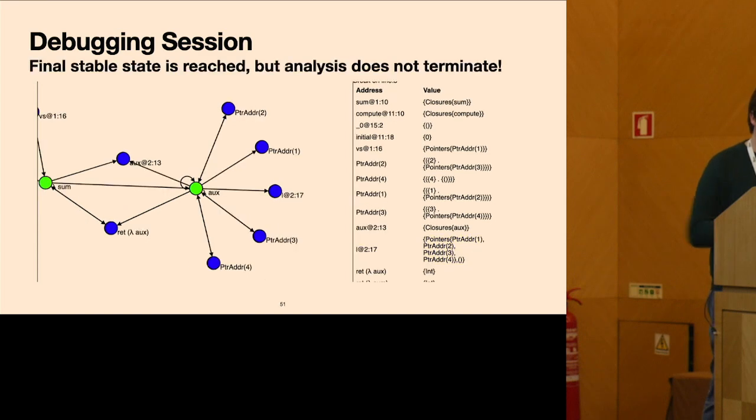However, what we notice is that the analysis does not stop when the store has no other values that change. So here we have the store, which has only white lines, which means that no value has changed between the current suspension of the analysis and the previous suspension of the analysis. So this suggests that the bug is indeed in the auxiliary function and has something to do with lists.